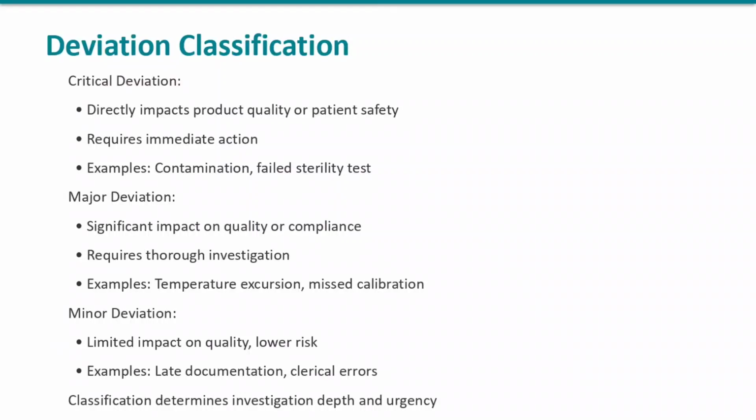Scenario 3: raw eggs were left at room temperature for 6 hours, creating contamination risk. Classification is critical deviation, it's a safety risk. Action is immediate investigation, batch rejection, CAPA implementation. Different severity equals different response.